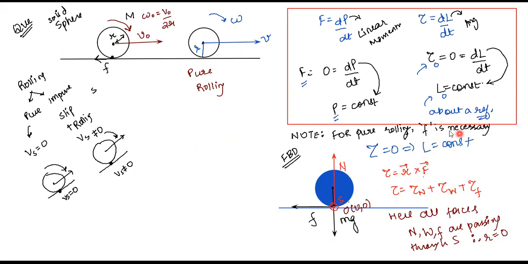Atul, tell me, what will be conserved? Angular momentum is conserved. I'll write this here. Angular momentum is conserved. Because angular momentum is conserved, what can I write? Angular momentum initially is equal to angular momentum finally, right?